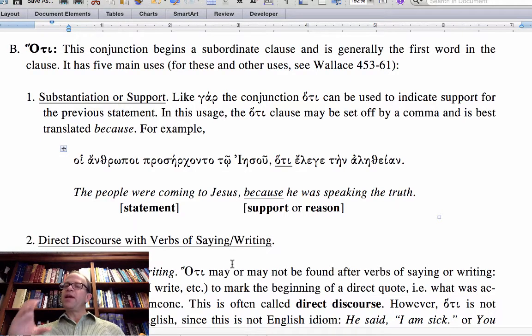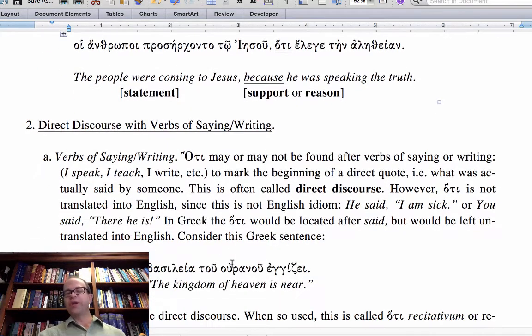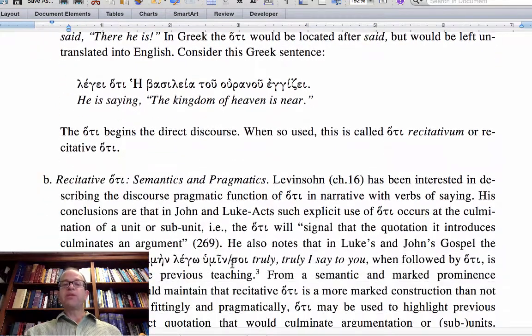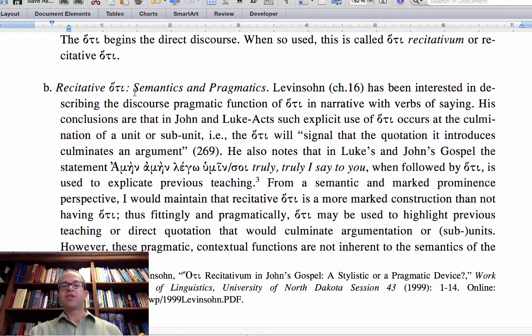So we indicate that in our marking method with brackets. Oti can also indicate direct discourse. That is, before a direct quotation, oti may be located to mark that as a direct quote. Now, when it does so, it's a more marked construction because the oti is not always present. It's not needed. So oti may be present or may not be present. When it's present with a direct quotation, it's given a special name. It's called recitative oti, and you can read the discussion there.